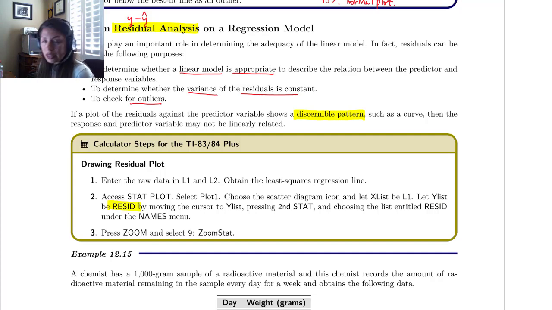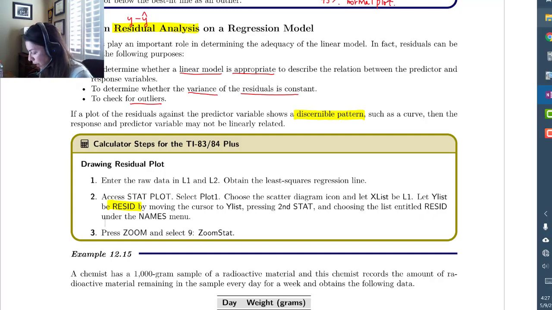So notice your calculator already knows that there's residual plots in there. And so instead of putting the response variable in Y1 or Y, all we have to do is put resid. And we just get there by hitting second stat and then under names put resid. And then we do a zoom stat. So we're going to look at this nice little plot. Okay, so let's go ahead and do that.